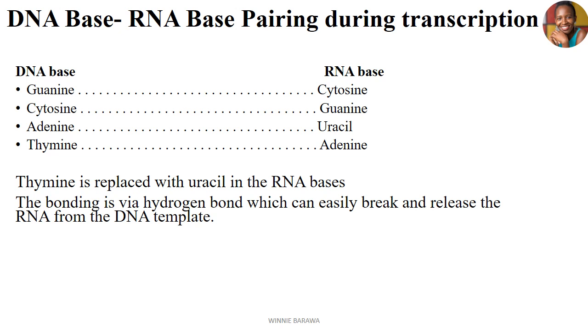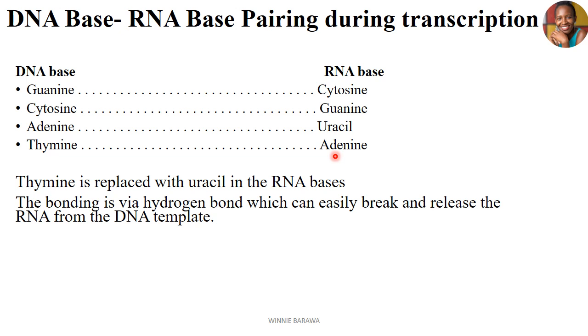While this transcription is happening, there is a manner of base pairing that is supposed to happen while we are generating this template. We are using the DNA template to generate a complementary template, that is the RNA template. Where in the DNA we have guanine, on the RNA we shall have cytosine. Where in the DNA we have cytosine, in the RNA we shall have guanine. Where we have adenine on the DNA, we shall generate a uracil on the RNA. Why? Because the RNA does not have thymine. Instead, it has uracil. Where we have thymine in the DNA, we shall have adenine in the RNA. So thymine is normally replaced with uracil in the RNA bases.